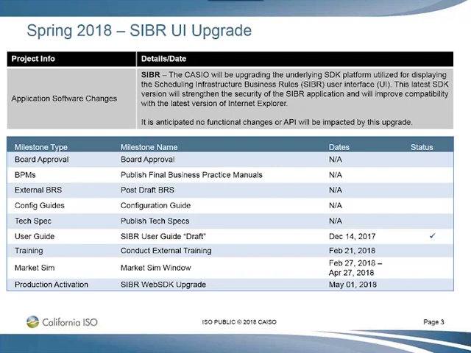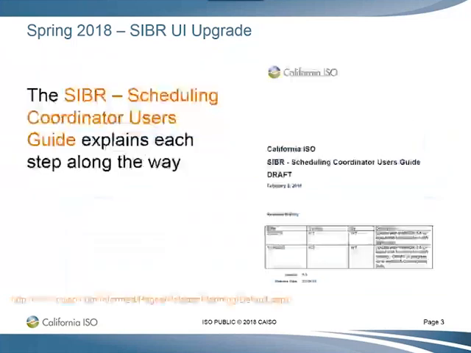You've probably seen this, we've already published a draft user guide, which is online. Today we're conducting the training. MarketSim is scheduled to start on the 27th, and then production activation is currently scheduled for May 1st. As of this time, those are the continued dates that you'll see on the slide.